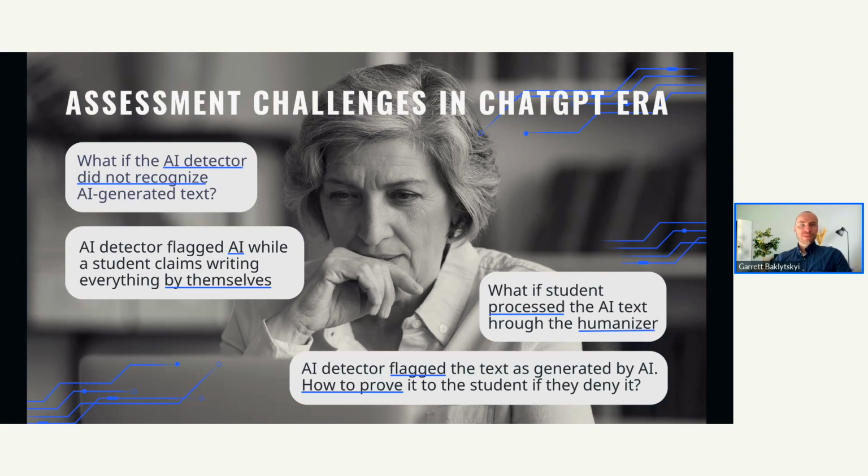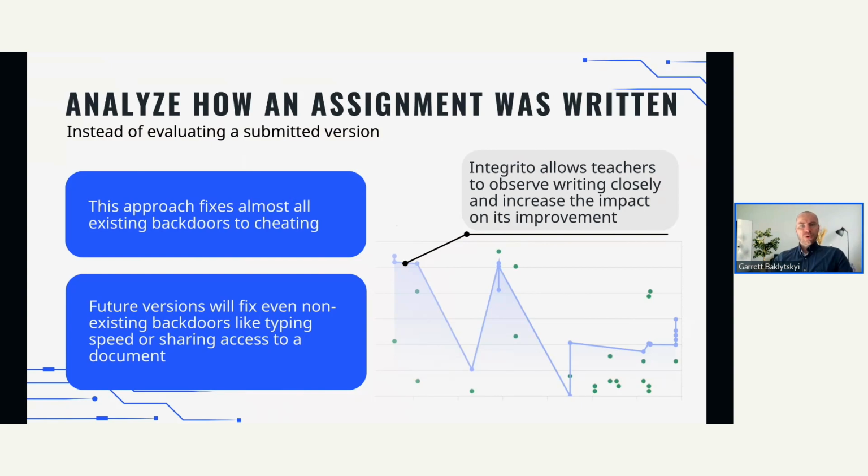And the fourth problem is the communication. How to communicate to a student the results that you see in an AI detector, or how a student can prove that he or she wrote a paper even though an AI detector shows that this paper is AI generated. Knowing these challenges, we employed a totally new approach that analyzes how the text was written instead of working with its final submitted version.